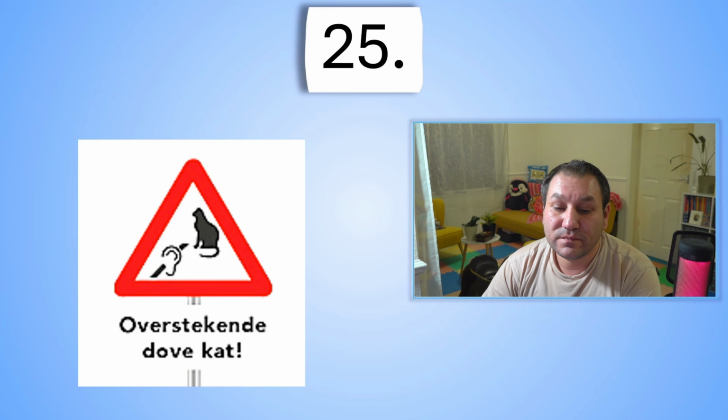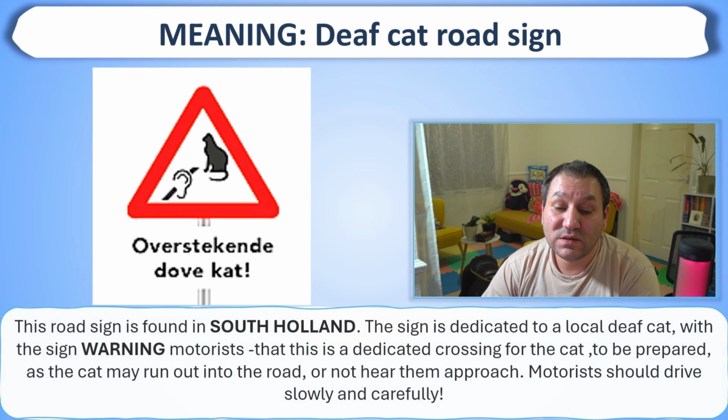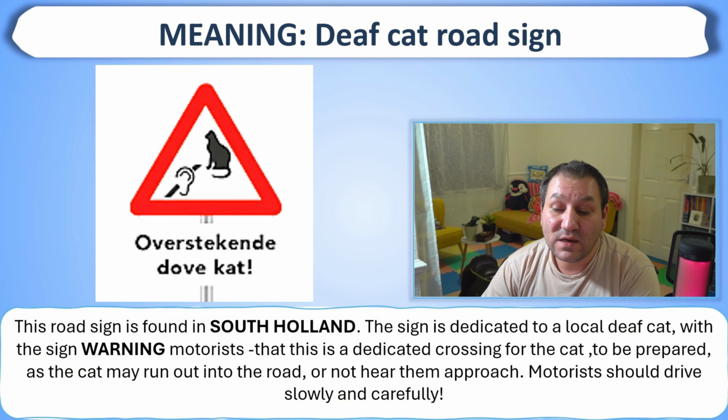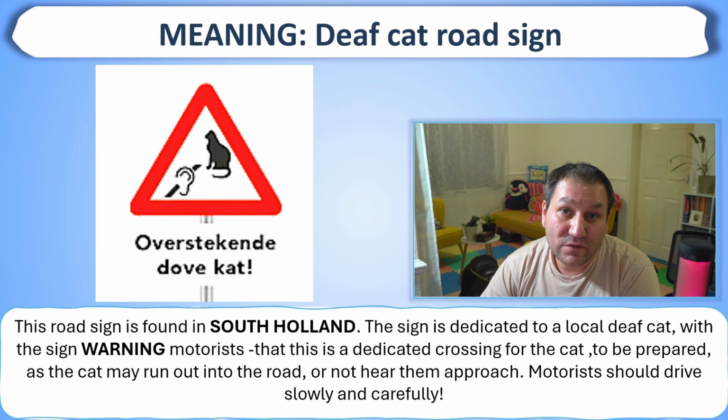25. Meaning deaf cat road sign. This road sign is found in South Holland. The sign is dedicated to a local deaf cat, with the sign warning motorists that this is a dedicated crossing for the cat. To be prepared, as the cat might run out into the road or not hear them approach. Motorists should drive slowly and carefully.